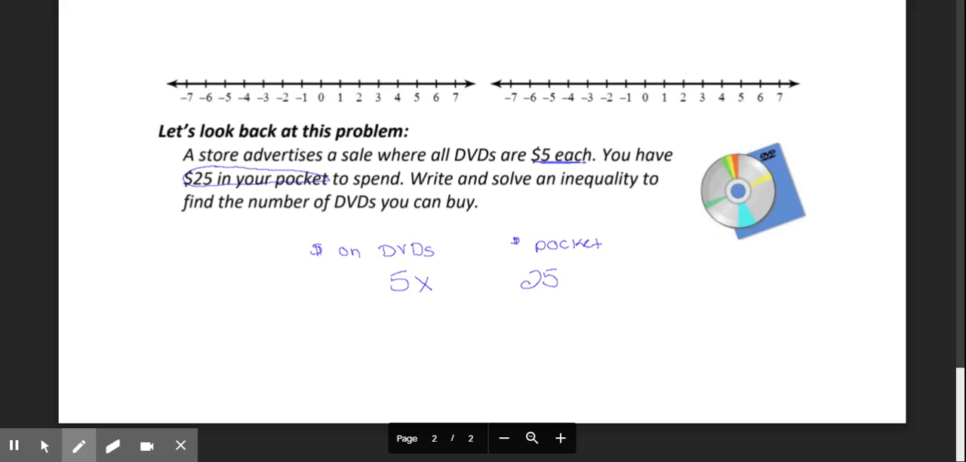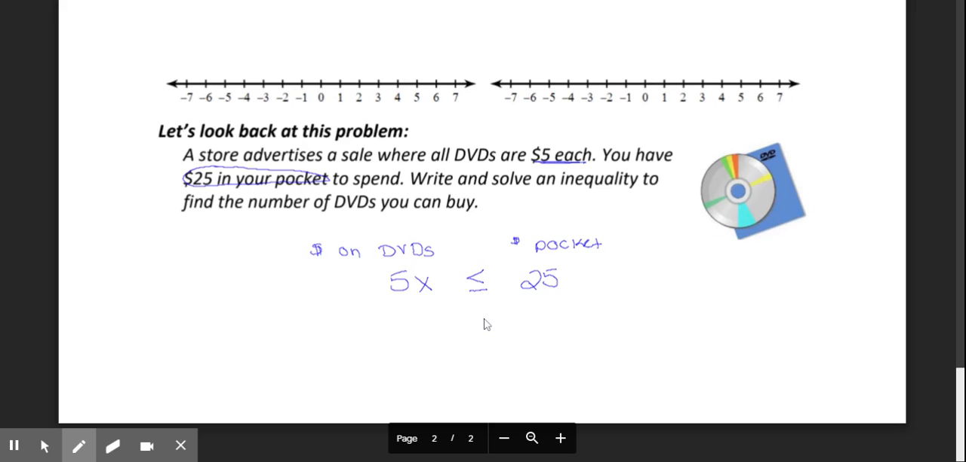The trick is picking the correct symbol. So the money that I'm spending on DVDs, should that be less than or greater than the money that is in my pocket? It should be less than. So I'm going to use the less than symbol. If I only have $25, I could spend less than that, but I can't go over $25. 25 would be my limit. Could I spend exactly $25? Yes. So because that's a possibility, I need to make sure that I put or equal to in my inequality.